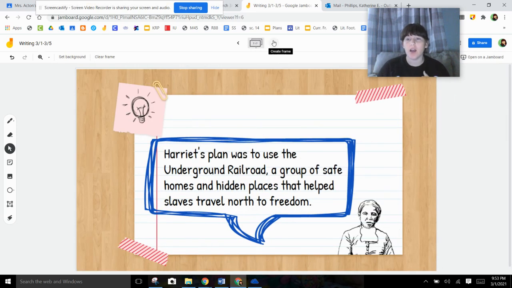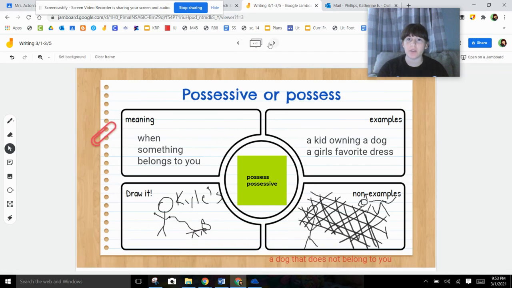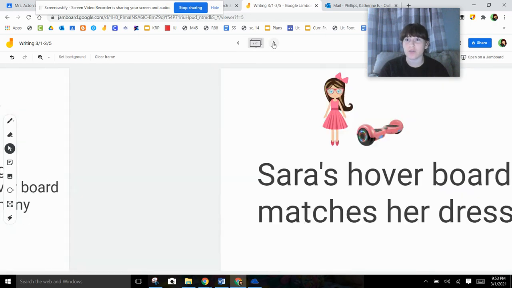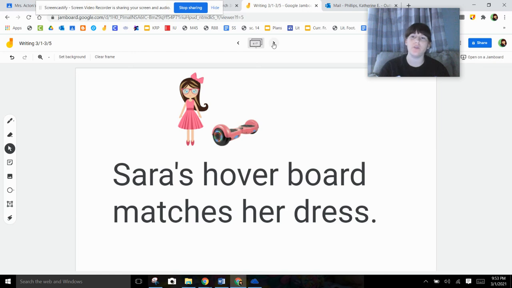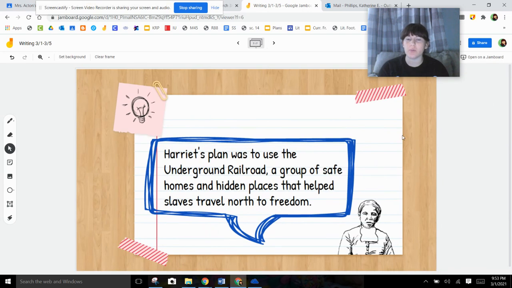All right, so now what you're going to be doing is doing another one of the Frayer models, talking about the word possessive. You're going to answer some questions about what verbs look like when they're possessive, some yes or no questions that Miss Acton has for you. And then at the very end of your Nearpod, you have a match memory game that you need to do.